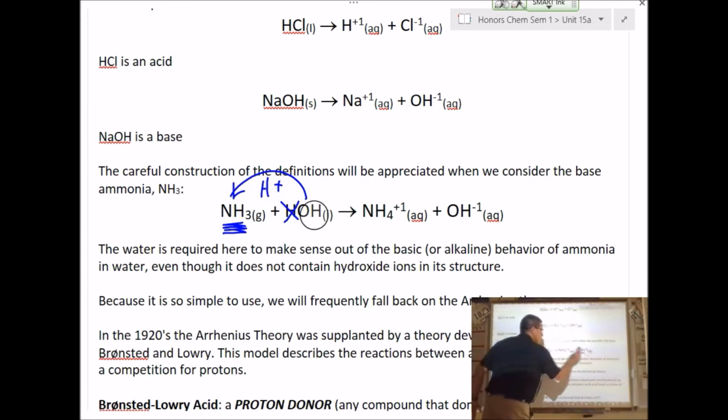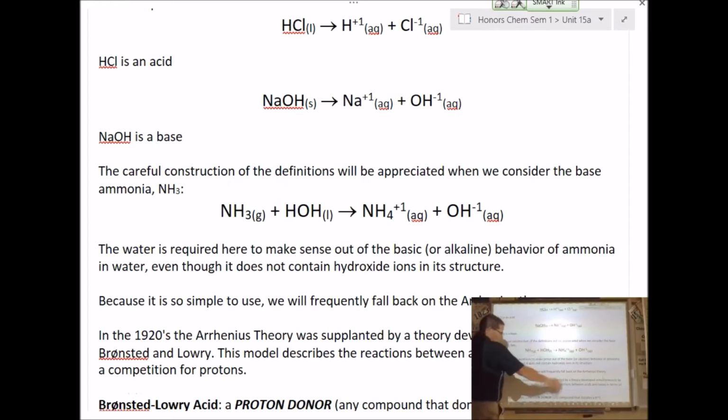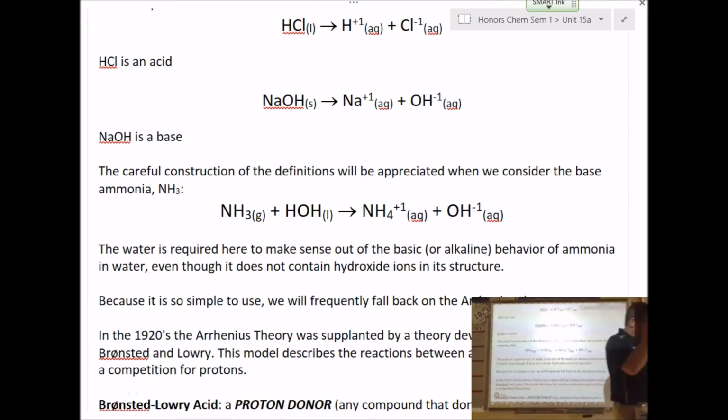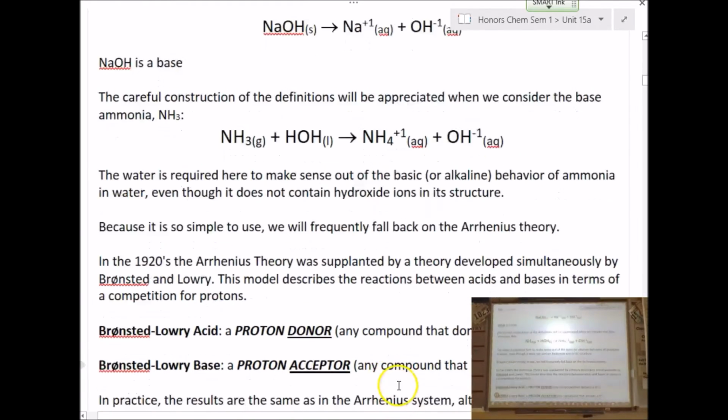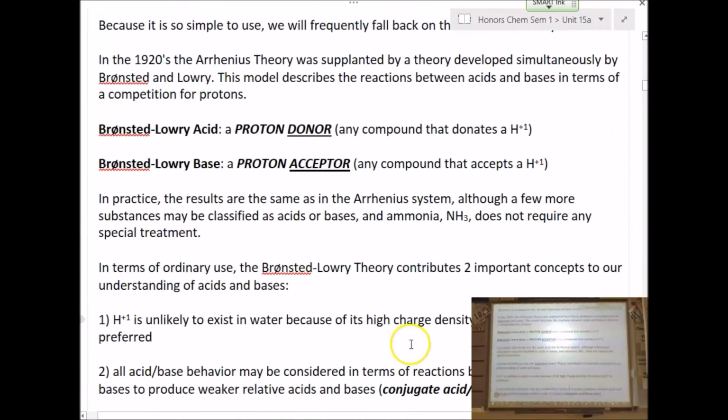We won't do Lewis acids and bases. Why are they just theories? We just did prove it.